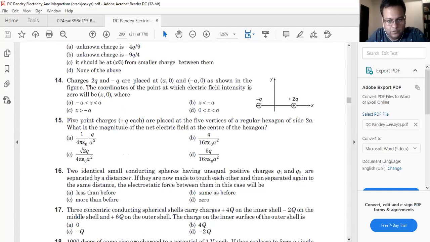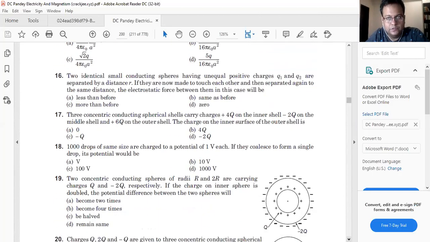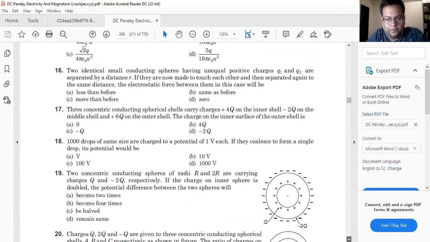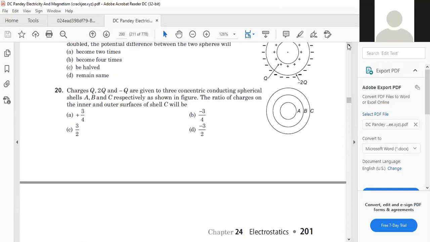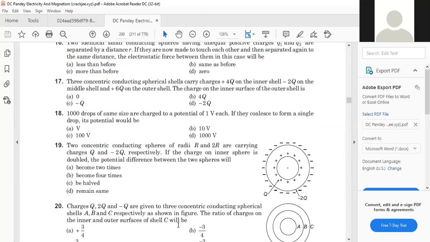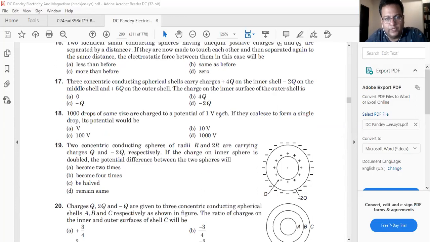Up to 15, any doubts? 16 to 20. So number 18. 1,000 drops of the same size are charged to 1 volt each. They coalesce to form a single drop. Then what will be the potential? So I can say that V is equals to what? kQ by R. Okay. Now the new drop will have how much charge? 1,000 Q. So the 1,000 drops हैं.